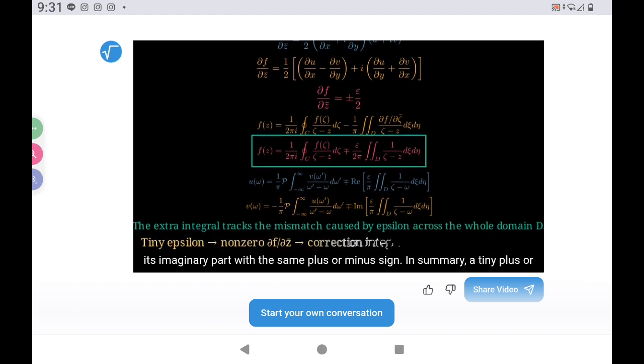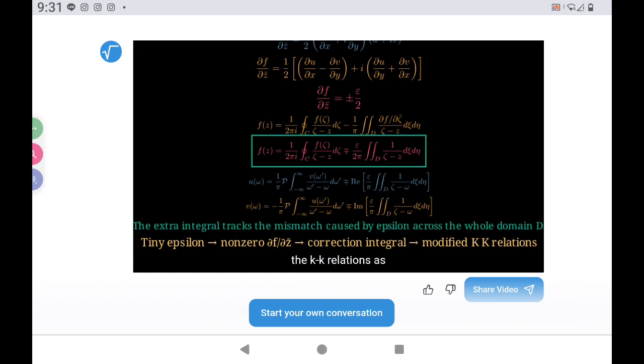In summary, a tiny plus or minus epsilon in the first CR equation leaves a residual derivative with respect to z bar, which then feeds into a correction integral in the Pompeiu-Vecchio formula. That correction survives in the KK relations as explicit area integrals, showing how the system departs from perfect analyticity until epsilon vanishes.